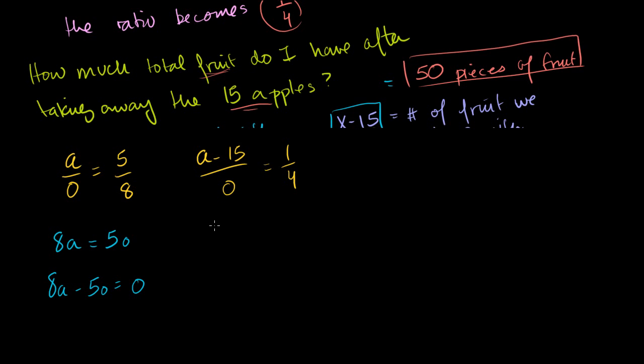If we cross multiply, we get 4a minus 60. I'm just multiplying 4 times a minus 15. That is equal to 1 times o. Or we could just write, well, I'll write 1o. That's not a 10. That's 1o, or 1 orange. And if we rearrange this, if we subtract the 1o from both sides, we get 4a minus 1o minus 60 is equal to 0. Or if we add 60 to both sides, we get 4a minus 1o is equal to 60.